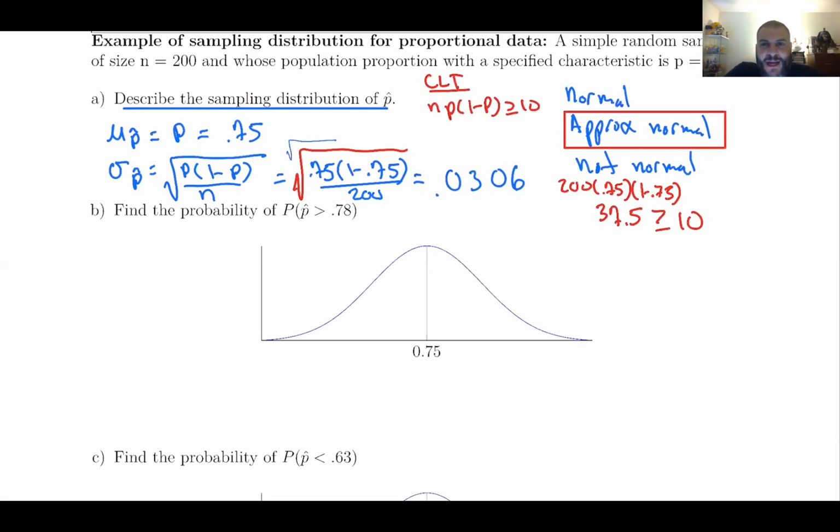So today we're going to find the probability. In order to find the probability, we're going to use this formula to find the z-score. We're going to say z is equal to p hat minus p divided by standard error.